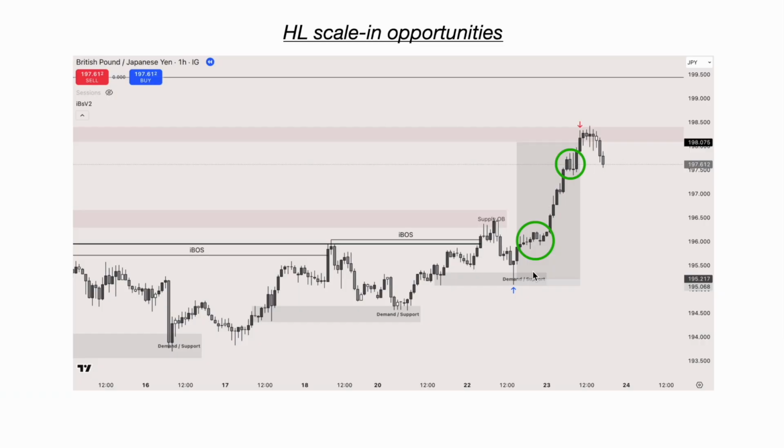These are high-low scaling opportunities where we see little sweeps of liquidity where we can enter. High-low, another little entry here at the very end.